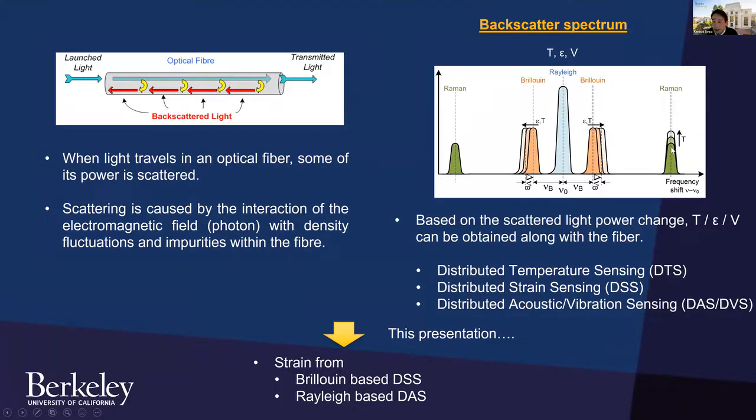There's another technique called distributed temperature sensing, where you look at this particular scattering, and this amplitude change is related to temperature only. And this is related to molecular vibration of the crystal at that particular location. There's another one, which is Rayleigh scattering, which is also related to amplitude change, and that gives you temperature, strain, and vibration. And this is called distributed acoustic vibration sensing, DAS or DVS. So today I'm focused on strain because many of us are interested in strain.